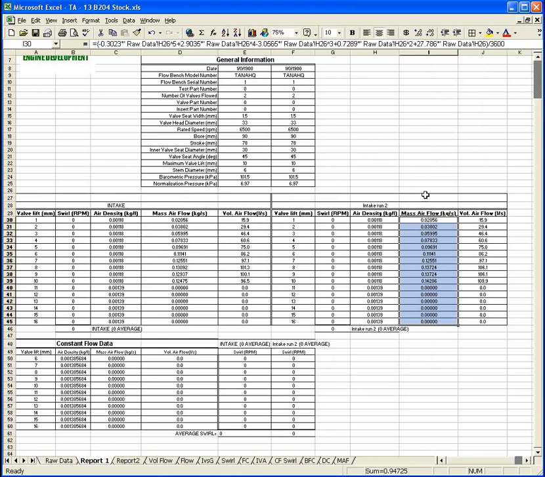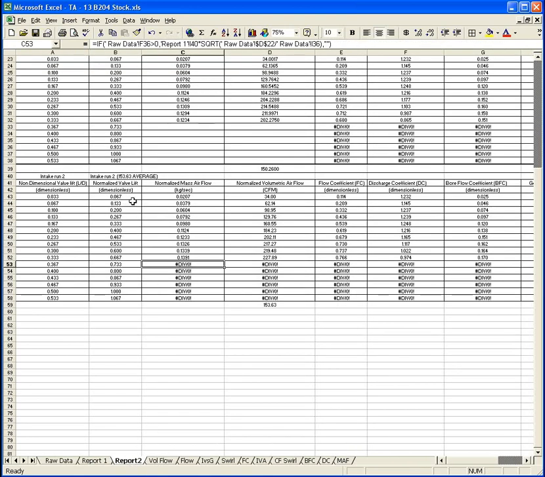And this calculates mass airflow in kilograms per second based on the mass airflow curve, converts that to liters per second. And this report here calculates normalized CFM, that's just standard temperature and pressure conditions, and also does some flow coefficients, discharge coefficients, and bore flow coefficients.